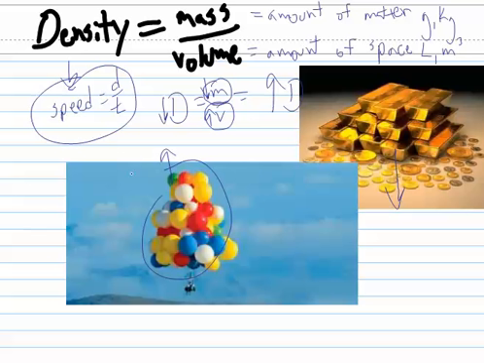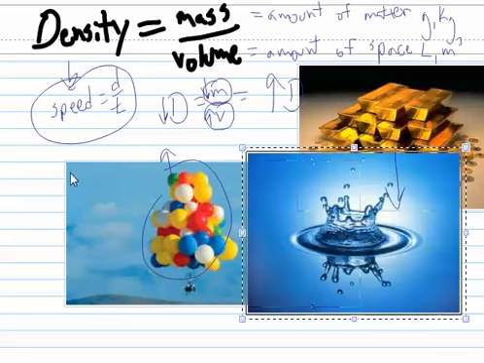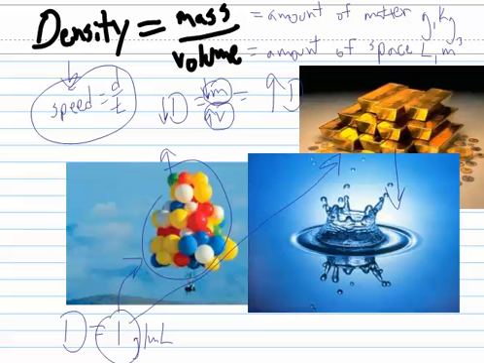And I told you this was going to be a short video. There's only one more thing I want to put on here. What substance do we use to compare other substances? We use water. Water has a density of 1 gram per milliliter. So anything with a density greater than 1, like gold, will sink in water, and anything with a density less than 1, like helium or air or styrofoam, will float.